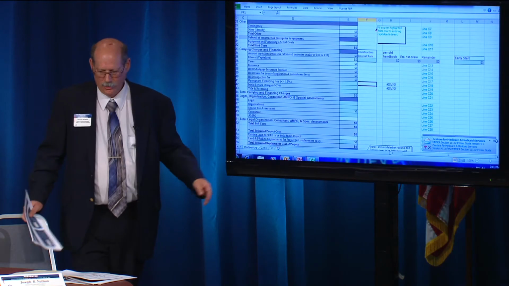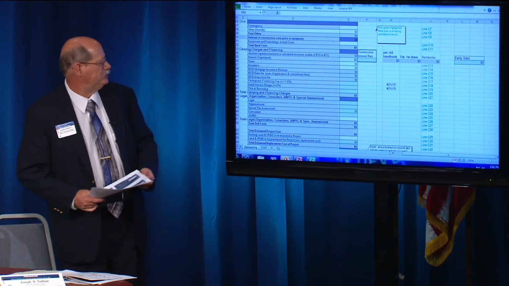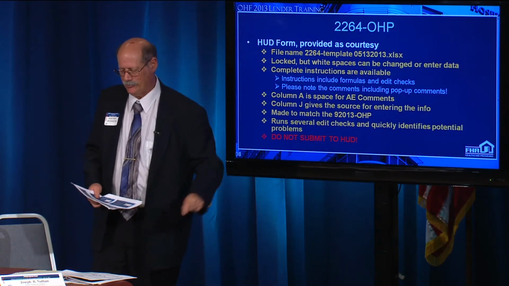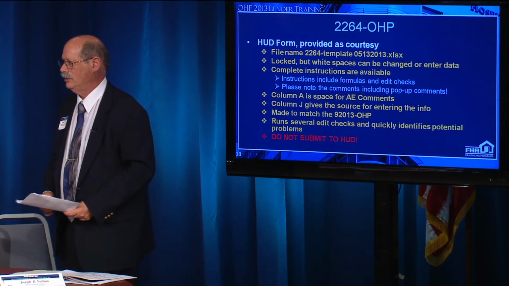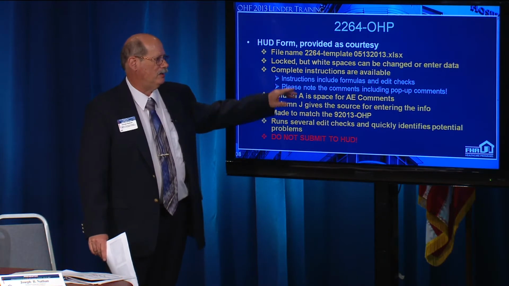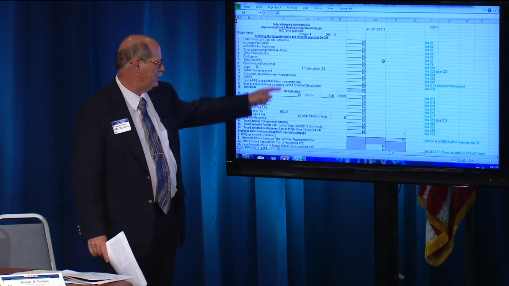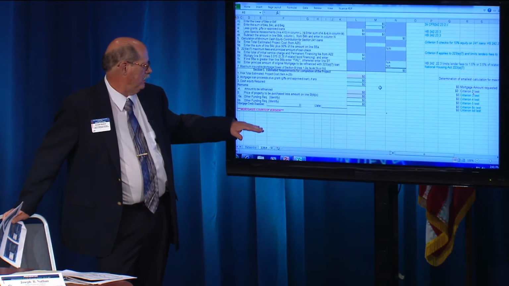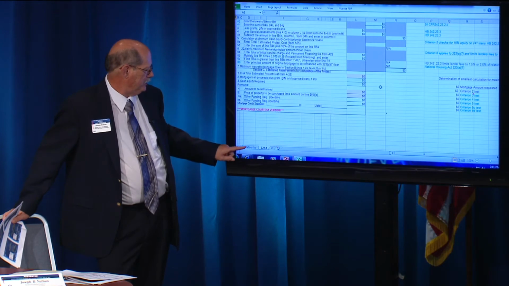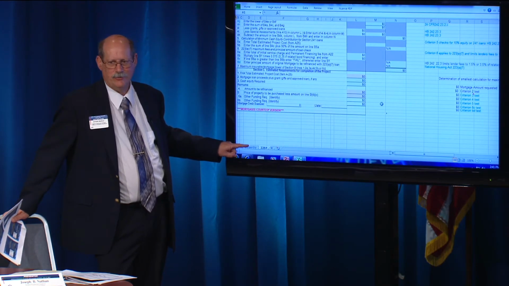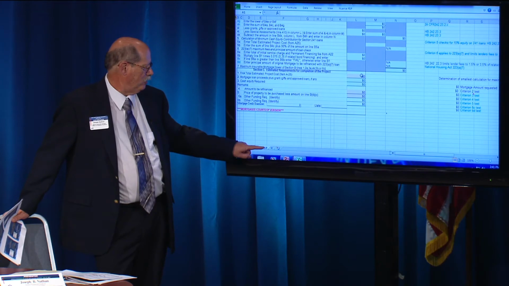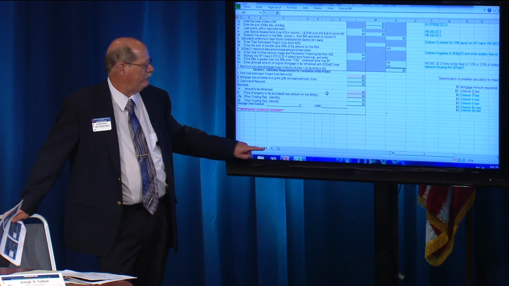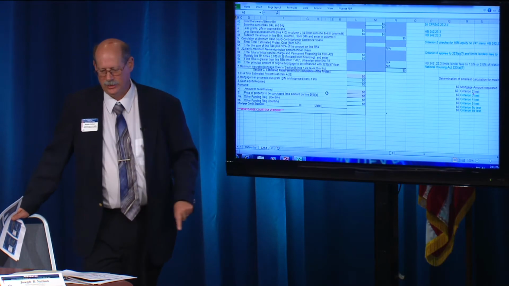So let's go to the next slide, which is the actual 2264. So if you slide on down, bring up the 2264, Nick. Slide down to the bottom. Okay. See, here's where it says mortgagee current. If you see down here, you've got a tab. This is the data entry tab. This is where you enter the data in. Then if you go over to the 2264, there you actually have the actual form that gets created.